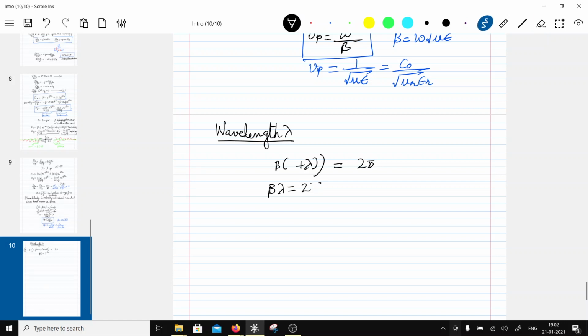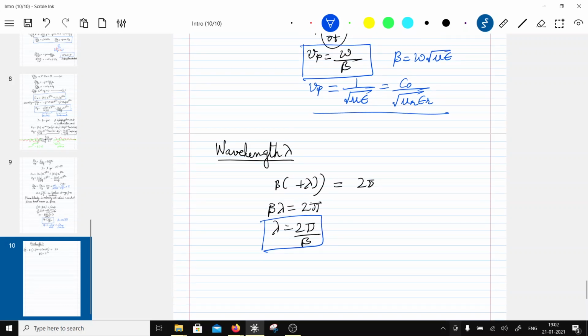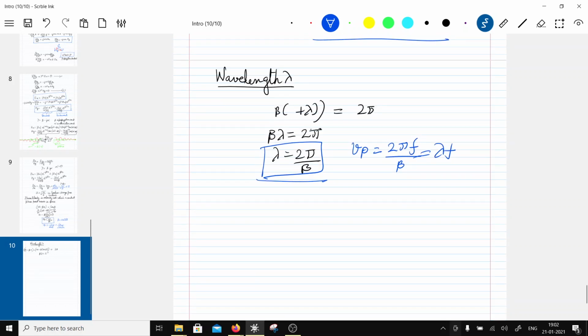Okay. So that means lambda is equal to 2 pi by beta. Now this is another equation which you should remember. So if I look at this equation, or rather this one, and if I look at this one, I can say Vp is equal to omega by beta. Omega is 2 pi f and beta is going to be beta, right? So 2 pi by beta is equal to lambda. So that is the famous relationship.